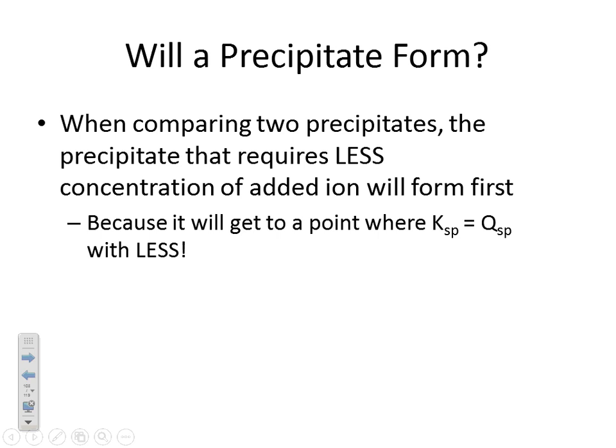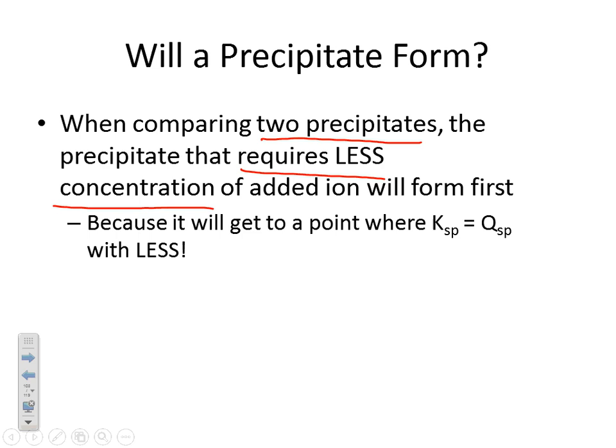The last type of problem that is seen with QSP is two precipitates, a question where they'll basically give you information about two separate precipitates and ask which one will form first, or questions to that end. So if we have two precipitates, you want to think about the precipitate that requires less of an ion in order to actually form the precipitate. That's the precipitate that's going to form first.